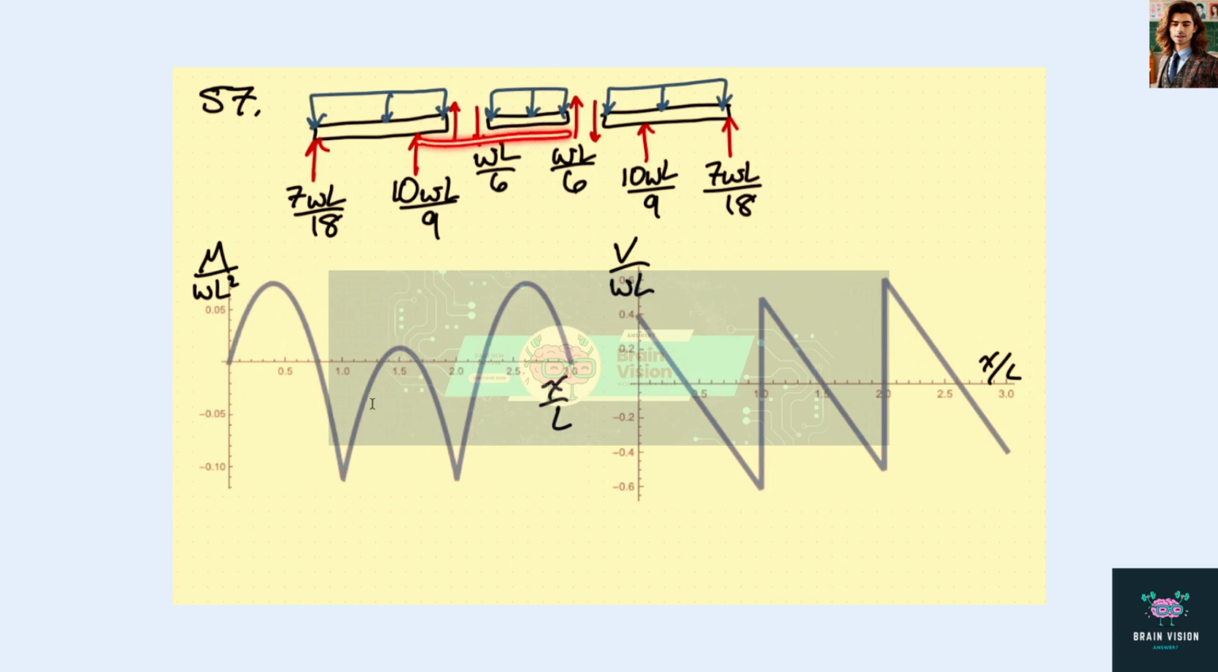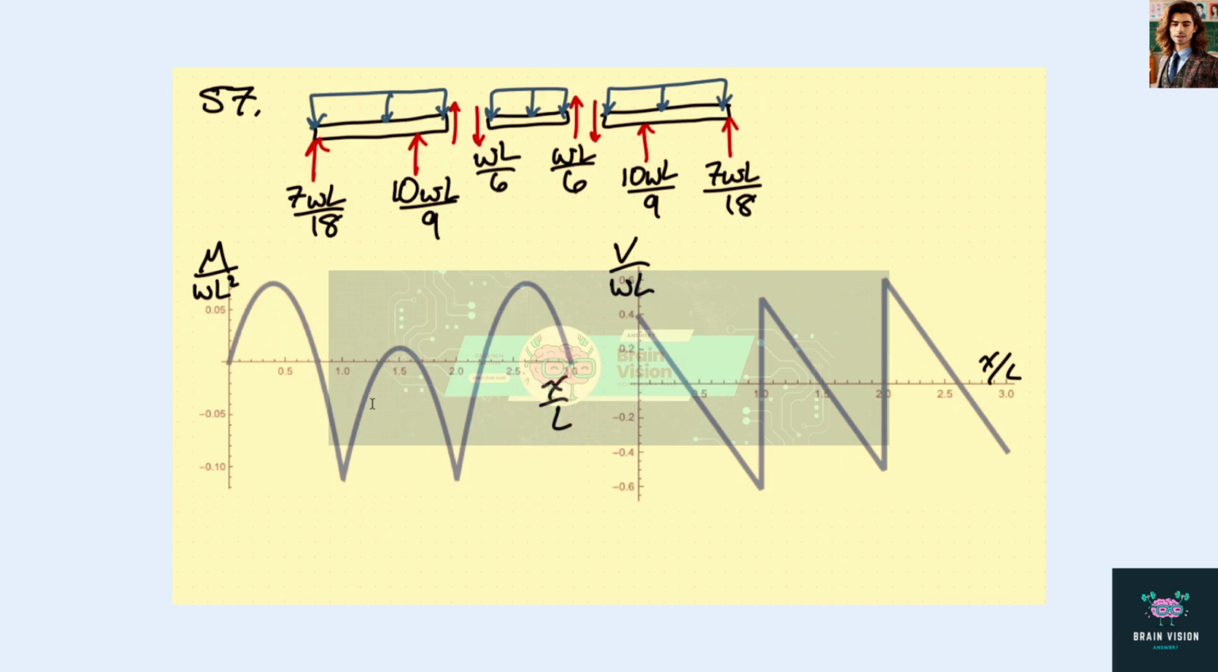And then in this region, we come through here and see that it changes direction, and we rise up until we get a little above 0 at the middle, and then we come back down. And then over here we have the mirror image of this. So again, we have symmetry about the center, where we have anti-symmetry for the shear. And I plotted M over WL squared and X over L.